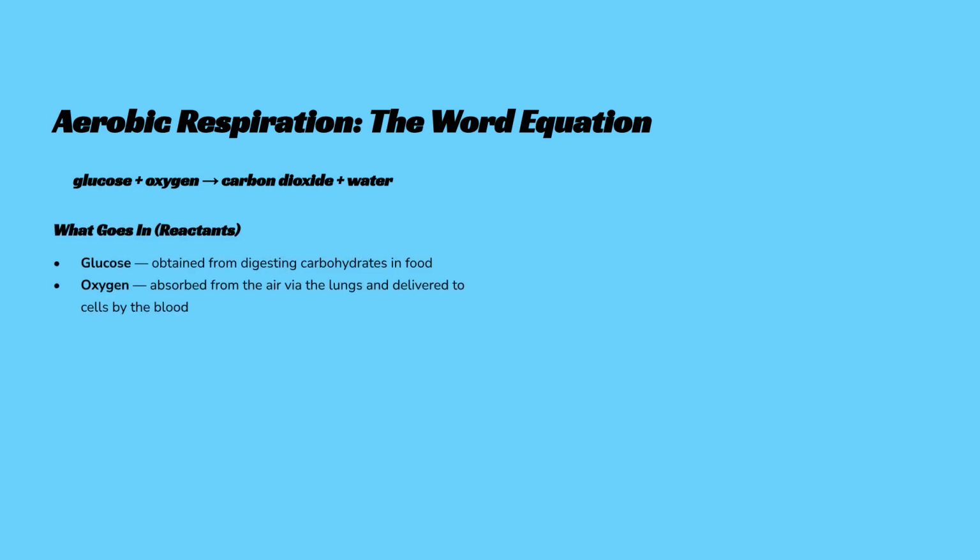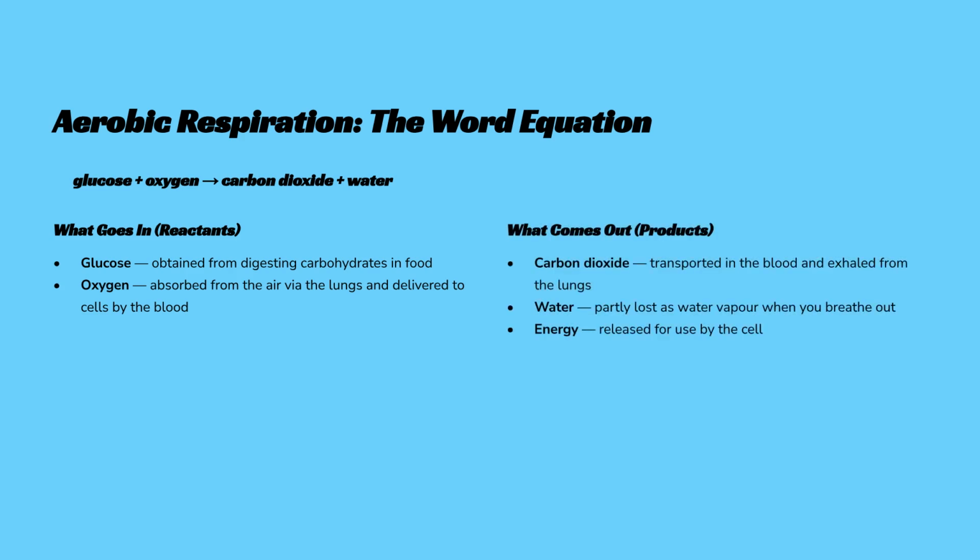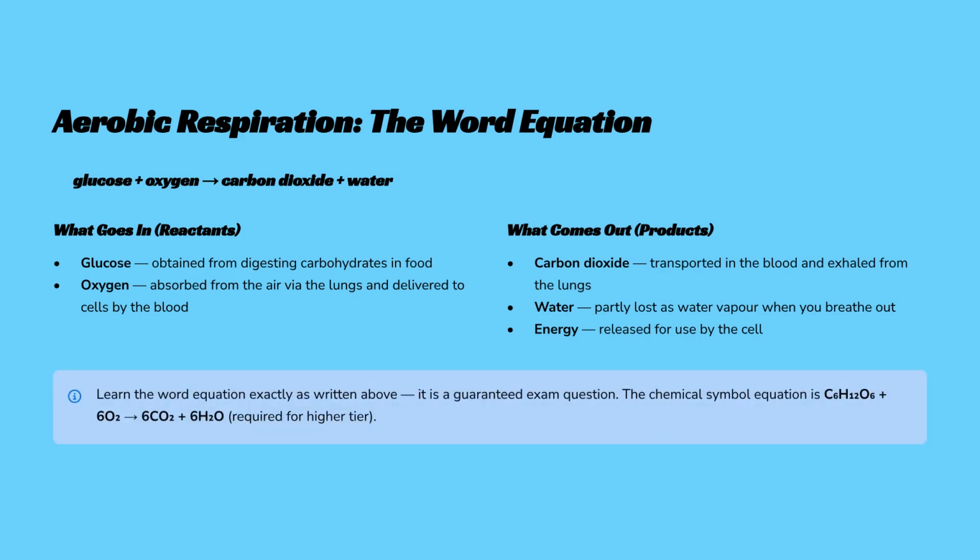The word equation for aerobic respiration is glucose plus oxygen produces carbon dioxide and water plus energy. Reactants, what goes in, are glucose and oxygen. Products, what comes out, are carbon dioxide, water, and energy. Remember the word equation, it's a guaranteed exam question.